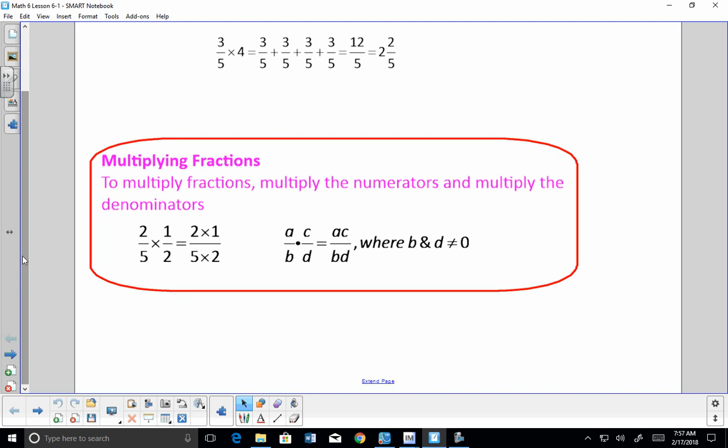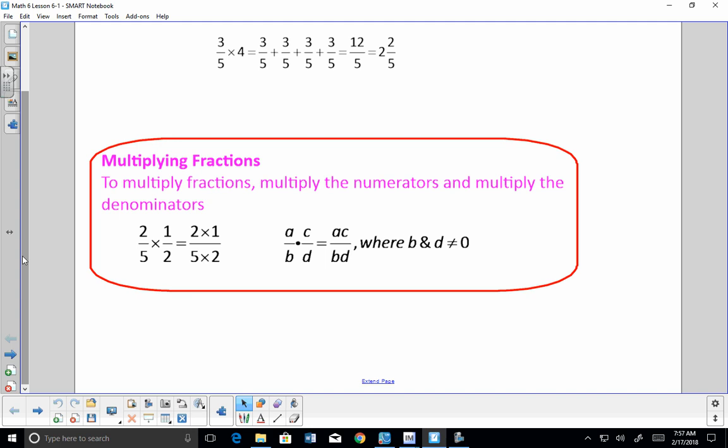You multiply fractions by multiplying the numerator, that's the top number, straight across, and multiplying the denominator, that's the bottom number, straight across, and then reducing whenever possible. Mathematically, that means 2/5 times 1/5 would be 2 times 1 over 5 times 2, which would give us 2/10, which would reduce to 1/5.